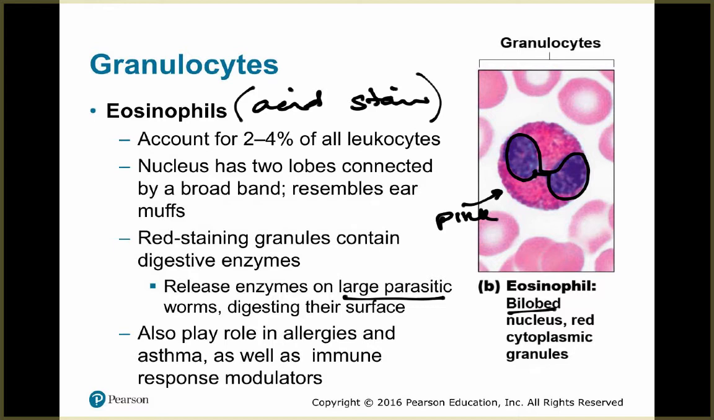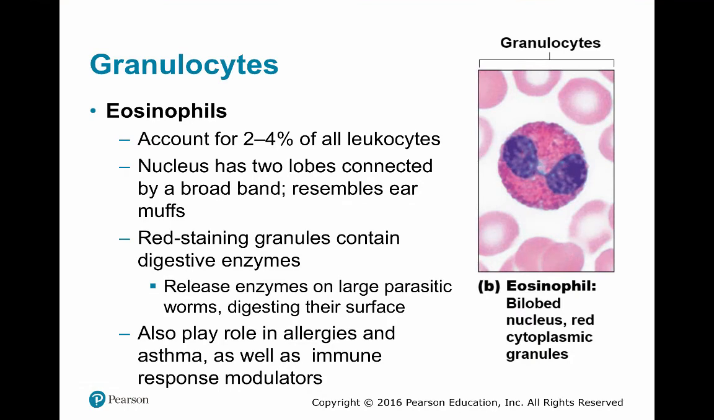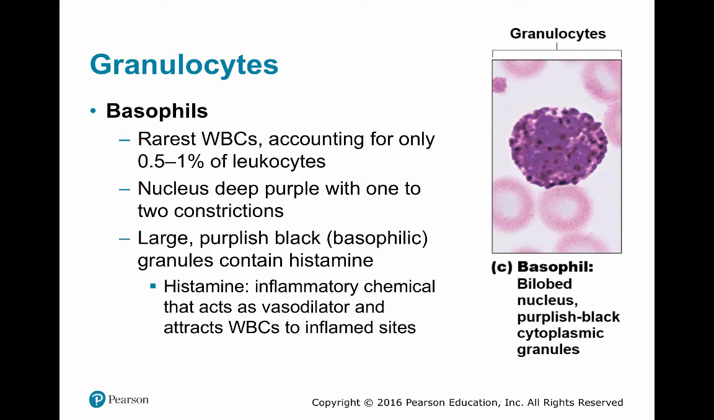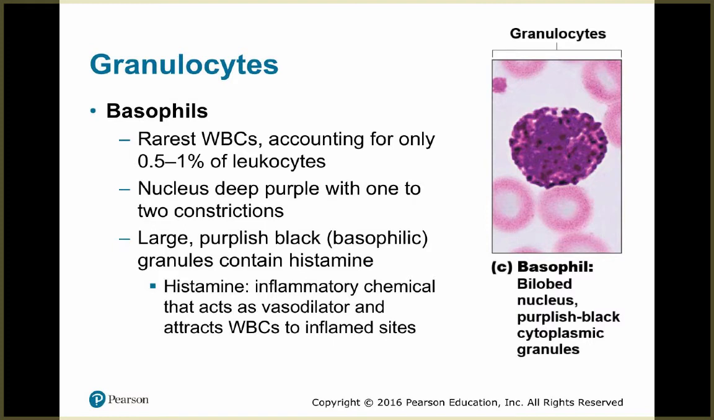They're also important in playing roles in allergy and asthma, as well as immune response regulators. Now these guys can work together or assist the next guy, which is a basophil. These are the rarest of all the white blood cells, sorry about that. And it accounts for less than 1% of all leukocytes.